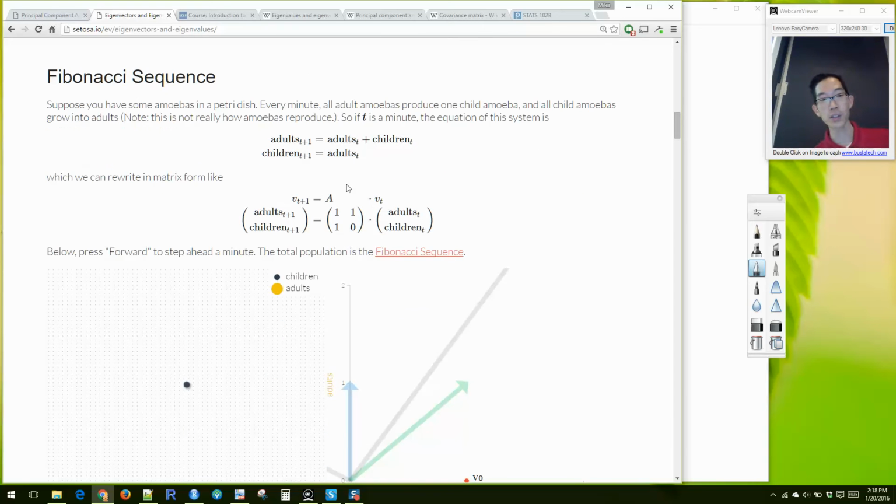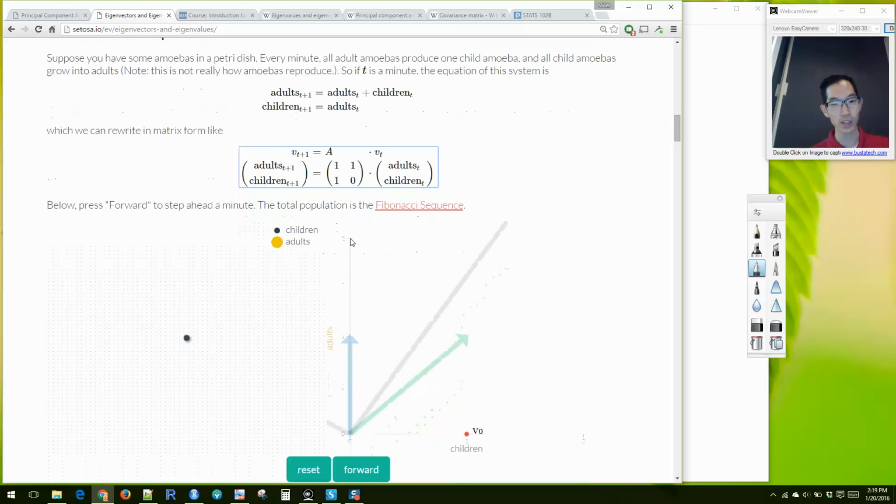And so to transform V into the next generation, we can apply A, our transition matrix, which says take your adults and children at time t and add those two together to get adults at t plus 1, so you have a 1 and 1 up there. And then the number of children in the next generation will just be the number of adults, this one down here, because children can't have kids.